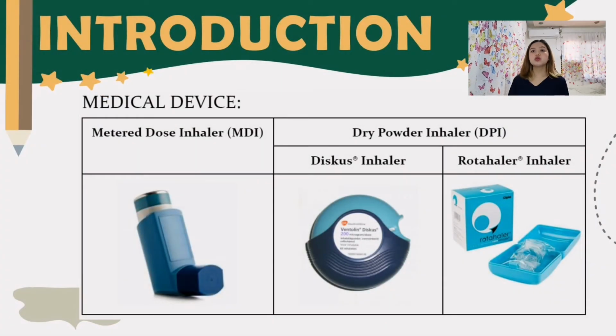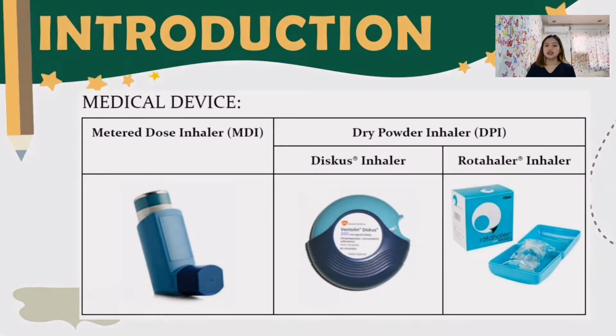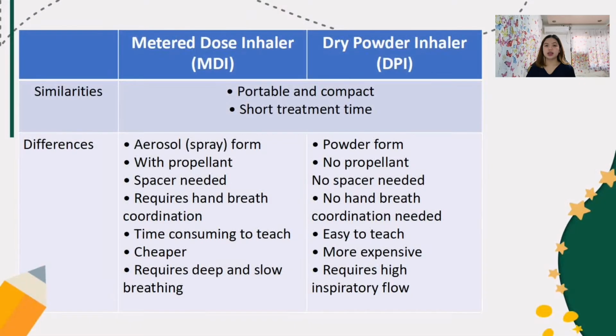Today, we will introduce two main types of inhaler, which are the metered dose inhaler or MDI and the dry powder inhaler or DPI. Under DPI, we will be discussing the Diskus and Rotahaler inhalers, which are shown in this slide. Let's differentiate MDI from DPI first.